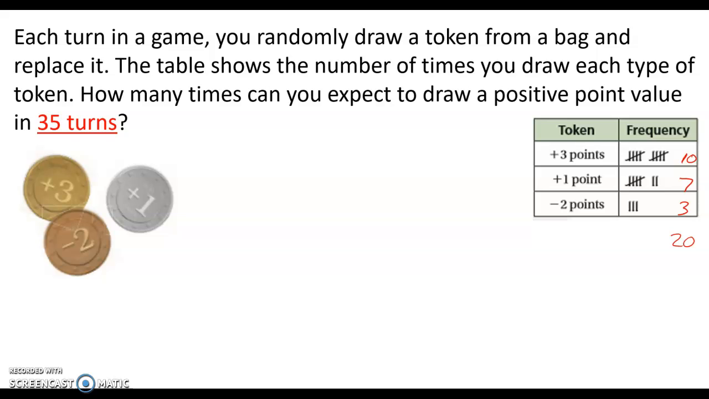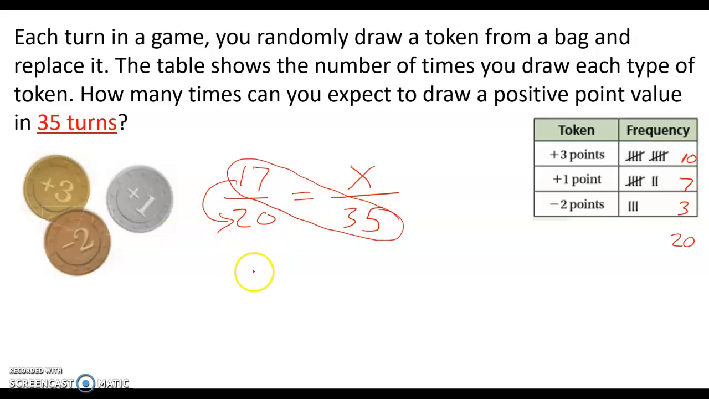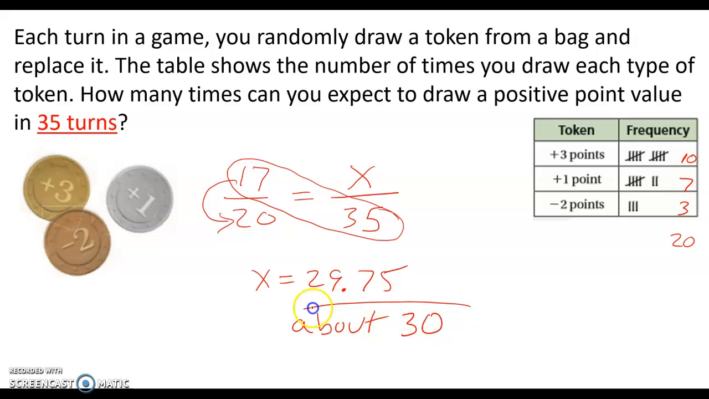So let's look at this. How many times do you expect to draw a positive point value? The positives are the 3s and the 1s plus. So that's 17 out of 20. We want to know how many times they would make that out of 35. So you can set up a proportion. When we do our cross products, 35 times 17, and you divide that by 20, we end up with 29.75. So I would say it is about 30 times. So out of 35 times, you'd expect to get it about 30 times. Okay, so that one, since it didn't total 35, you had to set up a proportion.